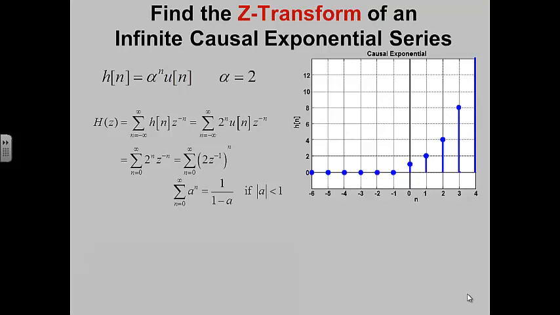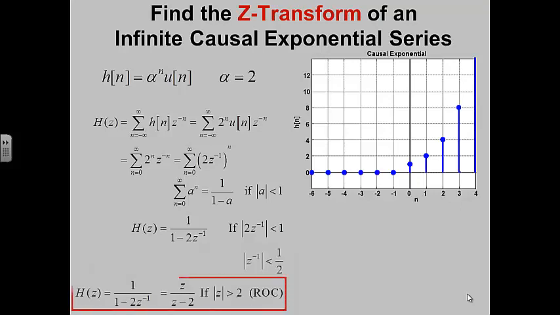So now I can proceed, but I have to proceed with a caveat. I've got to make sure that this quantity, 2z to the minus 1, has a magnitude less than 1. If I do, then I'll plug this into the formula and say, hey, there's the transform. It's 1 over 1 minus 2z to the minus 1, or multiply through by z to pretty it up, and have z over z minus 2.